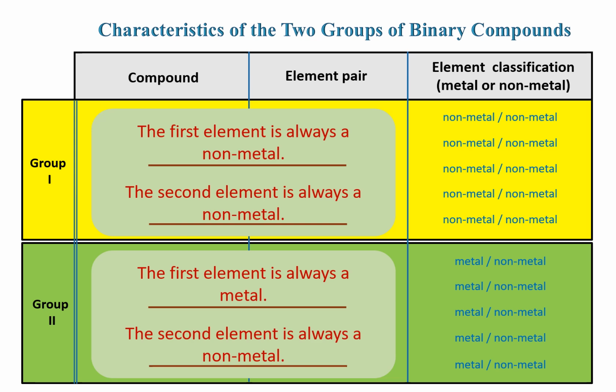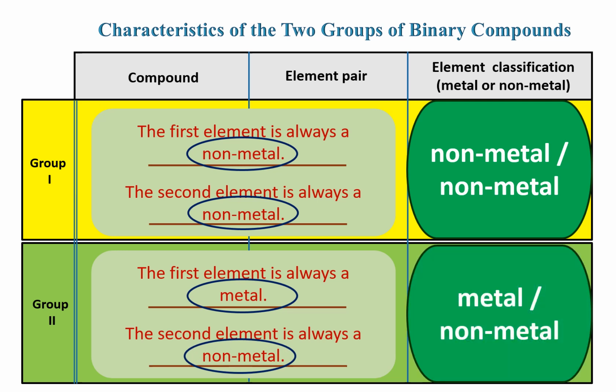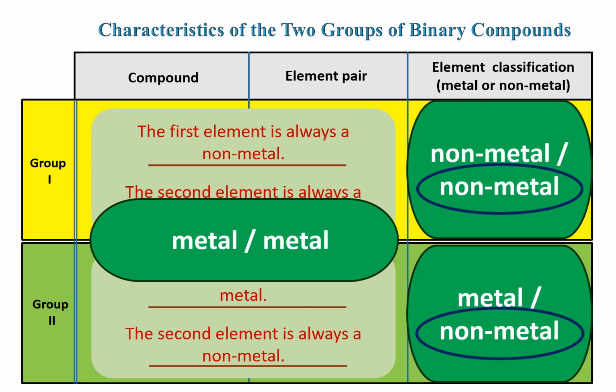So we have a non-metal combination and a metal-nonmetal combination. Notice that in both cases, the second element is a nonmetal. Due to how elements bond together, metal-metal combinations are not possible, and therefore, in binary compounds, the second element will never be a metal.